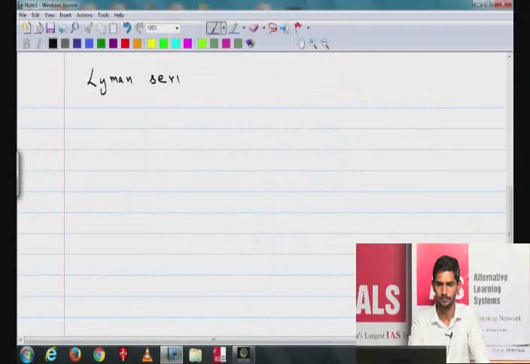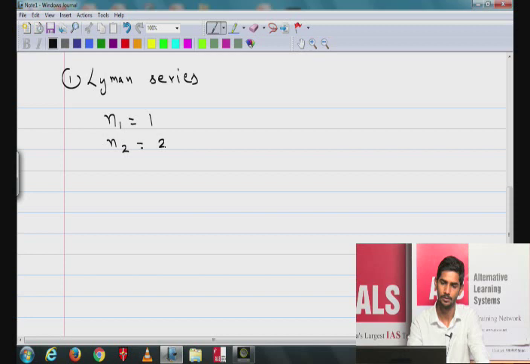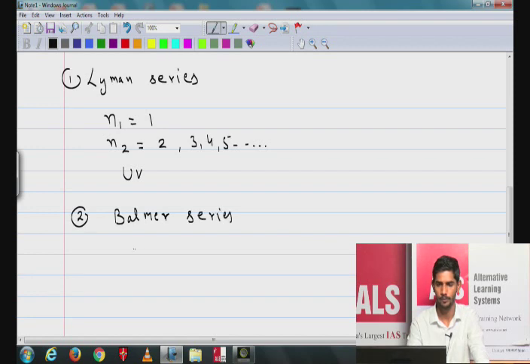First was the Lyman series, where n1 was 1 and n2 was 2, 3, 4, 5 and so on. The region was UV. Next was the Balmer series, where n1 was 2, n2 was 3, 4, 5 and so on.